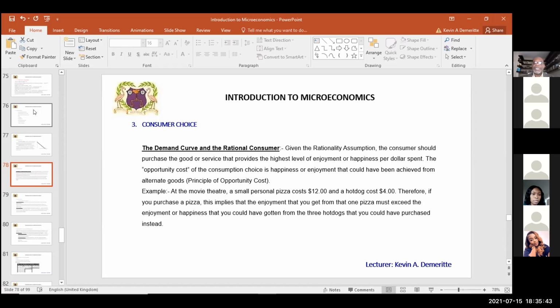The only way this makes sense from a consumer's perspective, the most bang for my money, as a rational consumer, the only reason why I would buy the pizza for $12 when I could have bought 3 hot dogs for $4 each is that the pizza at $12 is worth more to me than the 3 hot dogs at $4 each. Right? So that's what we're talking about.